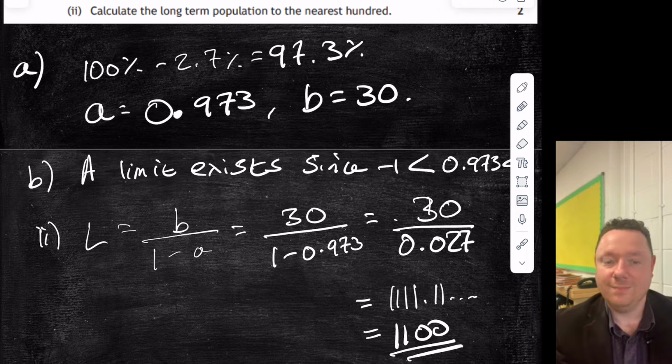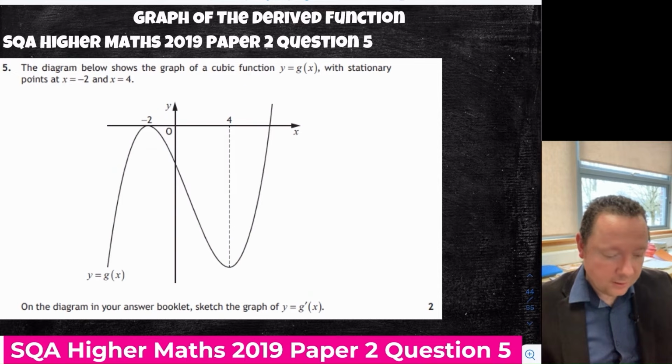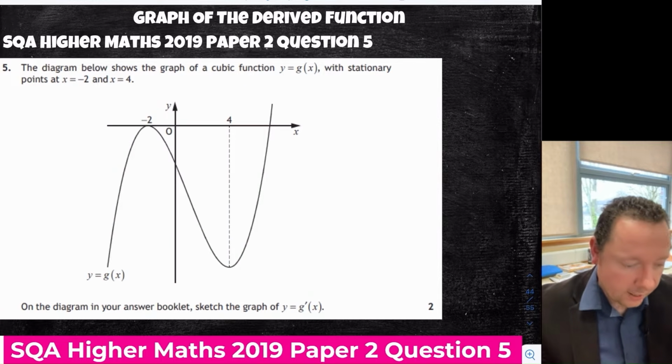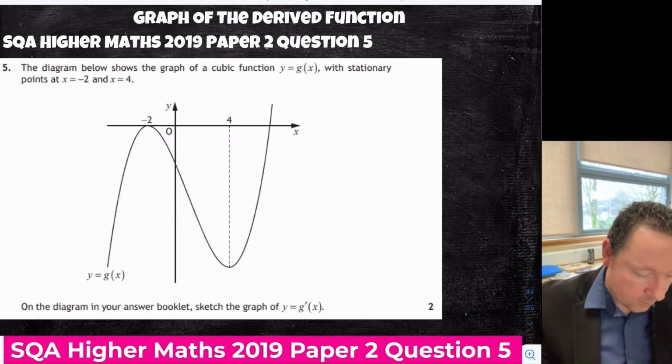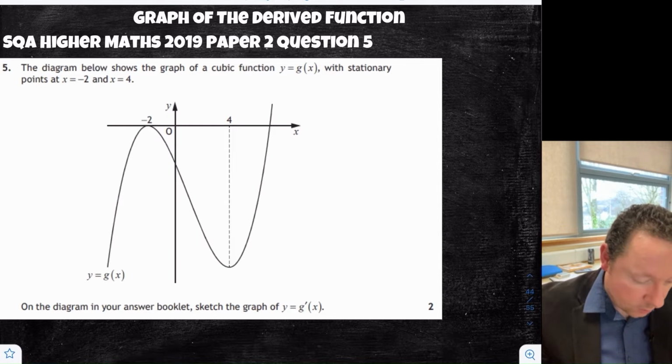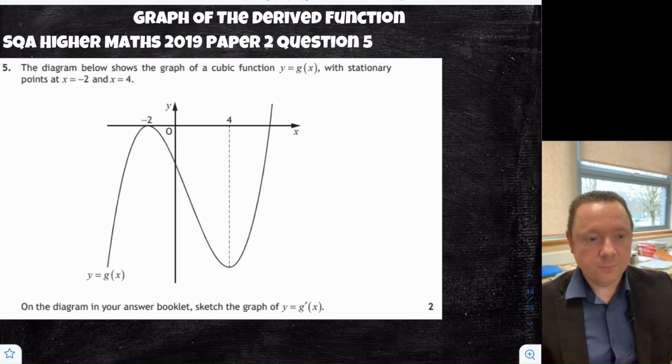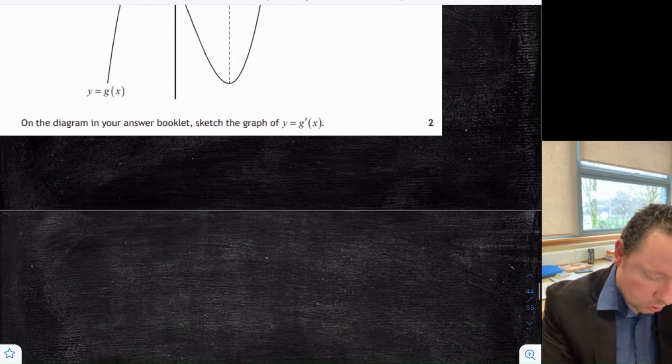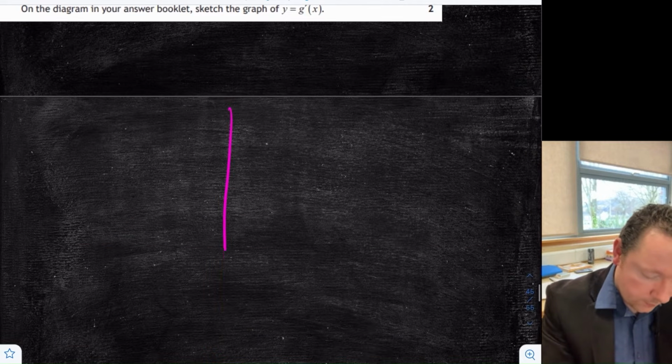And we're done there. The derived function, SQA Higher Maths 2019, paper 2, question 5. The diagram below shows the graph of a cubic with stationary points at -2 and 4 as shown on the diagram of your answer book. Sketch the graph of g'(x), the derivative. Okay, so let's just draw a picture here.